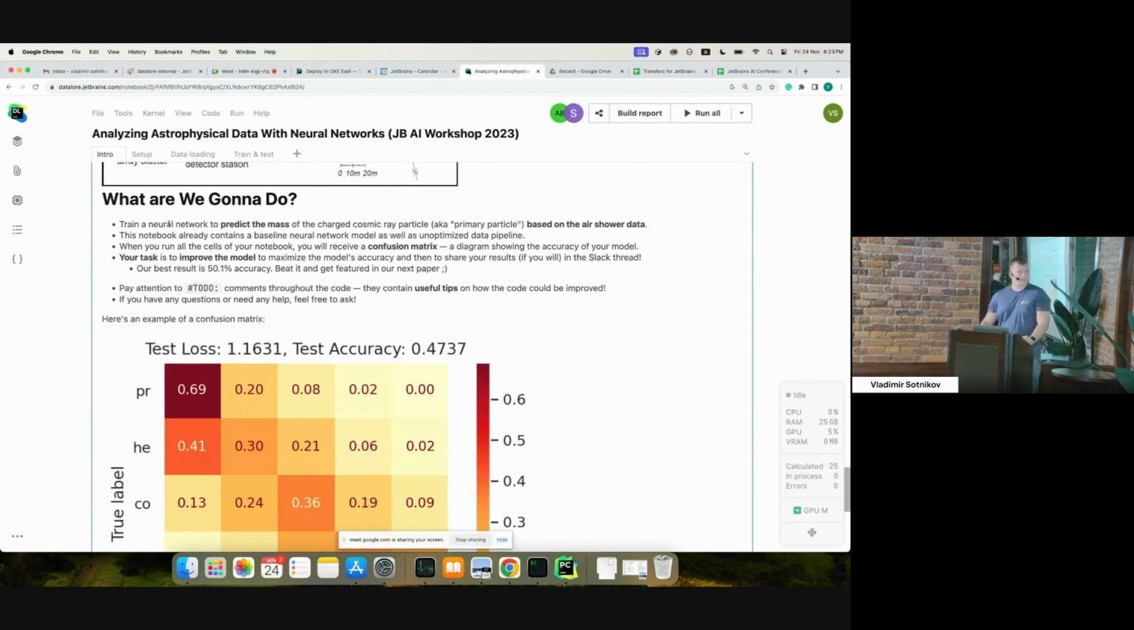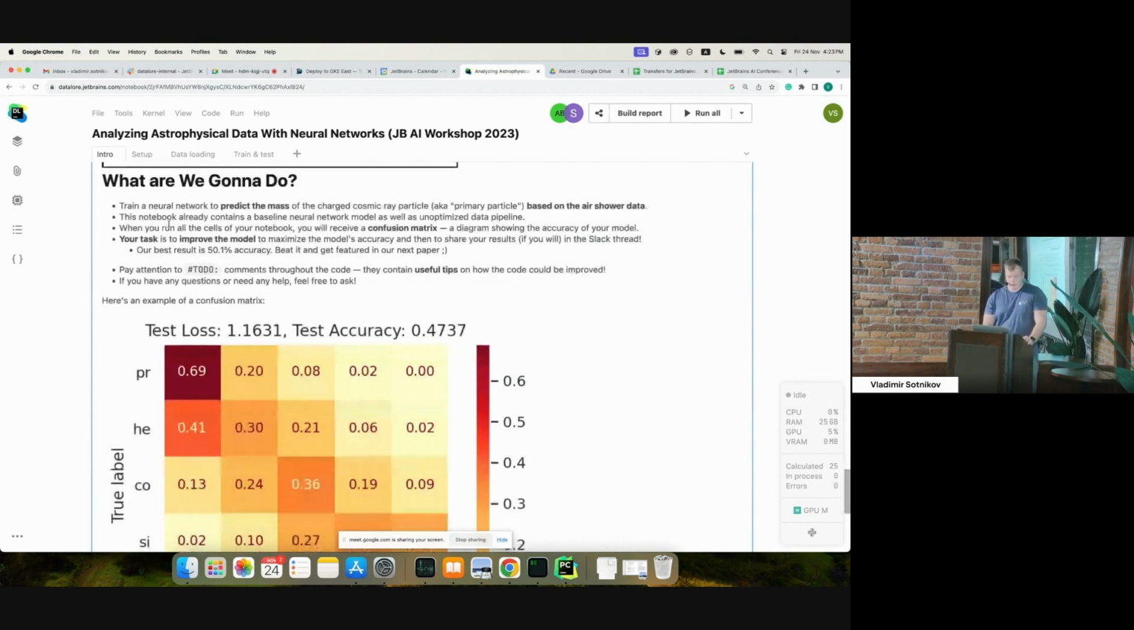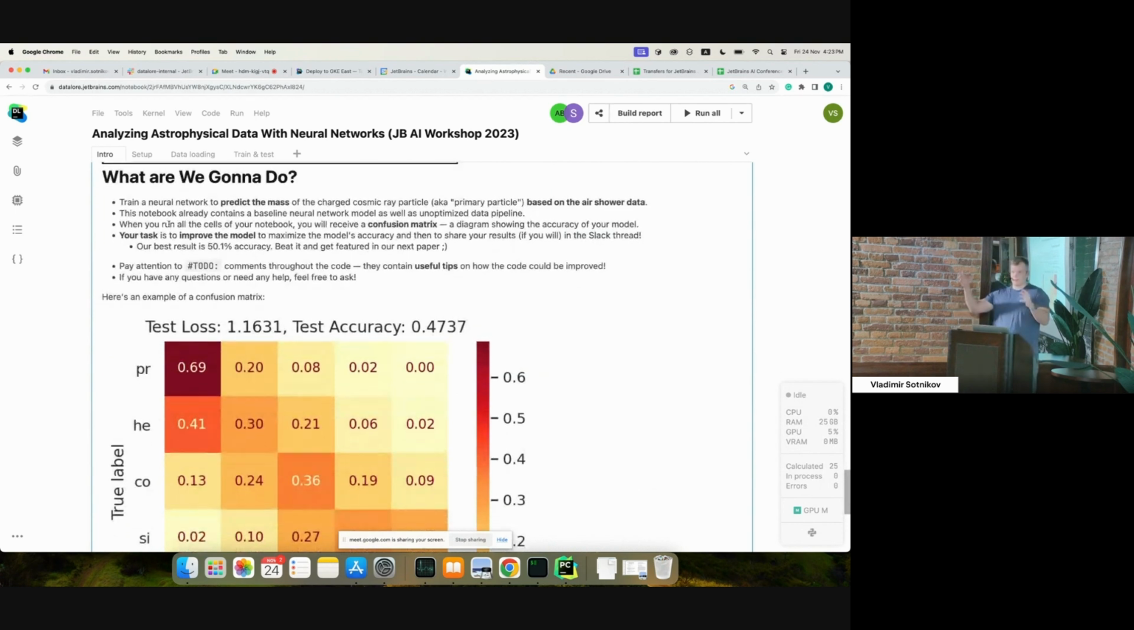What we are going to do throughout the workshop is train a neural network that would predict the mass of the original charged particle that came and caused the air shower, based on the air shower data. The fancy term for this is cosmic ray mass composition analysis.